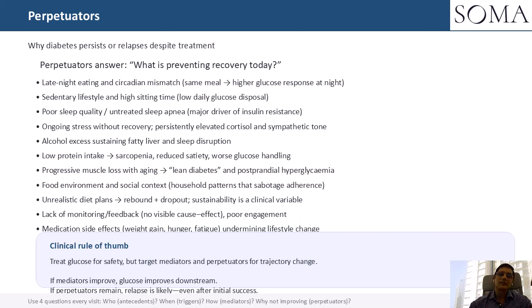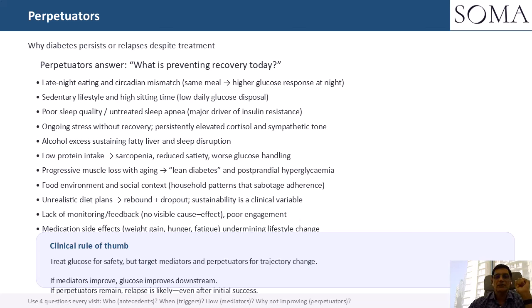The lack of monitoring and feedback. If the patient doesn't see cause and effect, like post-meal glucose patterns, if you are not very cautious about what to monitor, what to tell your patients to monitor, they could miss actually even healing signs. They often lose motivation. So this is also important. So they have to be kept motivated by proper monitoring and proper feedback. Then medication side effects. Some medications, they drive weight gain, fatigue or hunger, making lifestyle change a little harder.